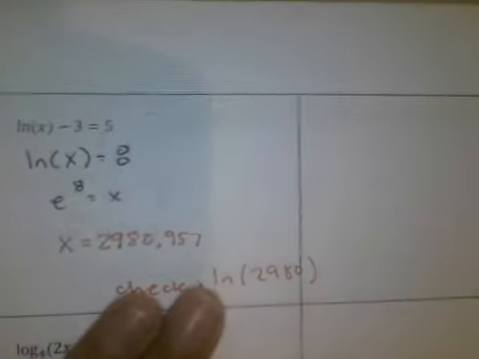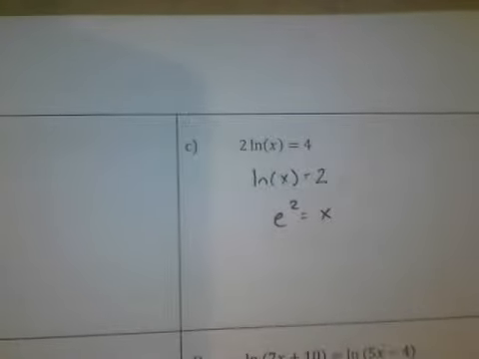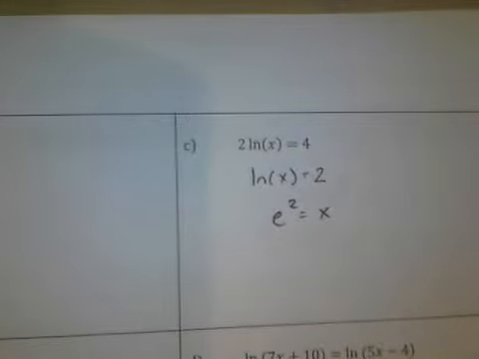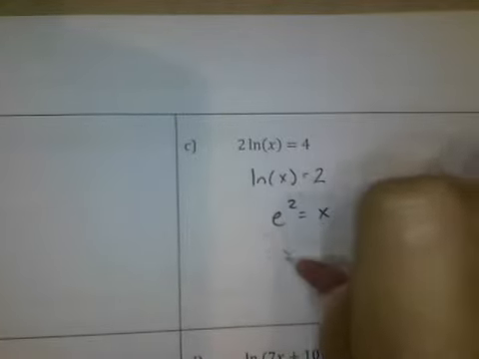Take a look at your example. In this case, your final number should be 7.389.